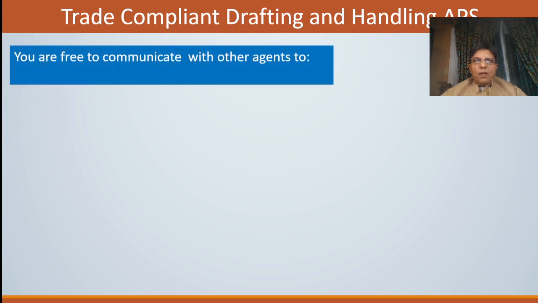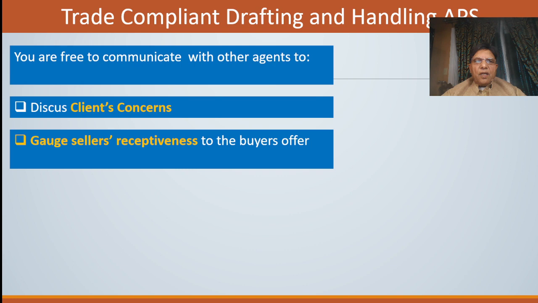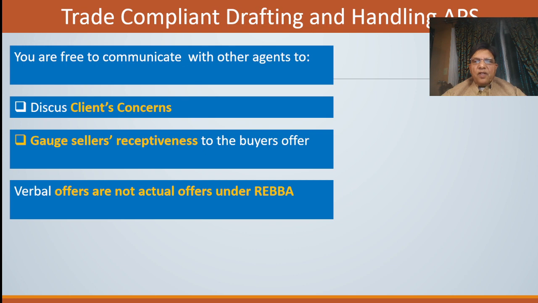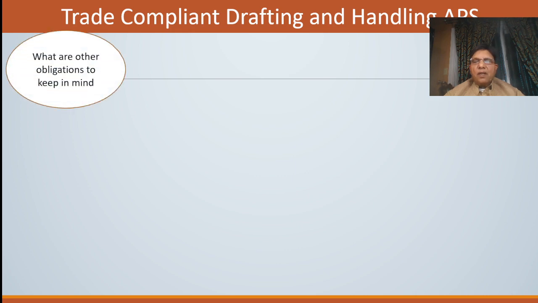Now, what are you free to communicate with other agents? You are free to communicate with other agents your client's concerns. You can gauge the seller's receptiveness to the buyer's offer. Verbal offers are not actual offers under RIBA. So the only offers considered are the offers in writing.